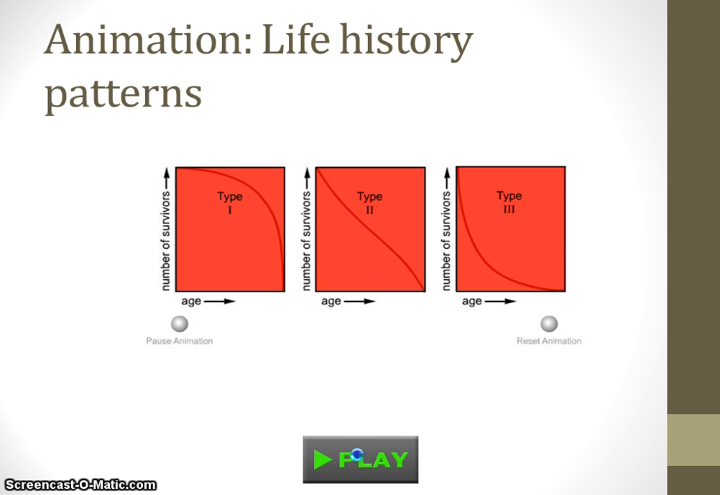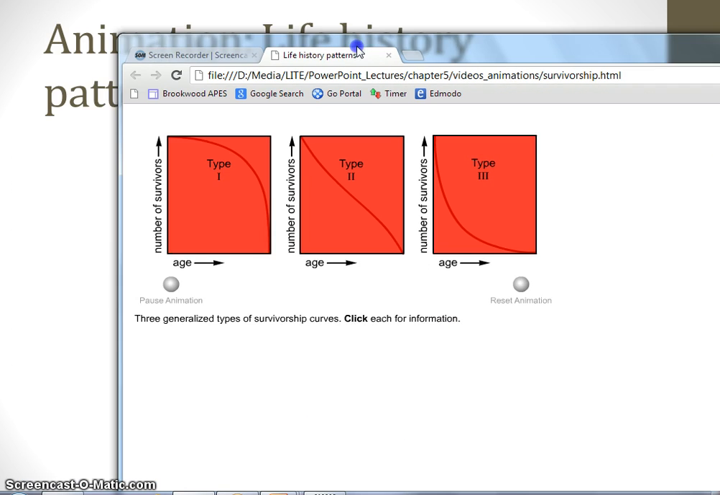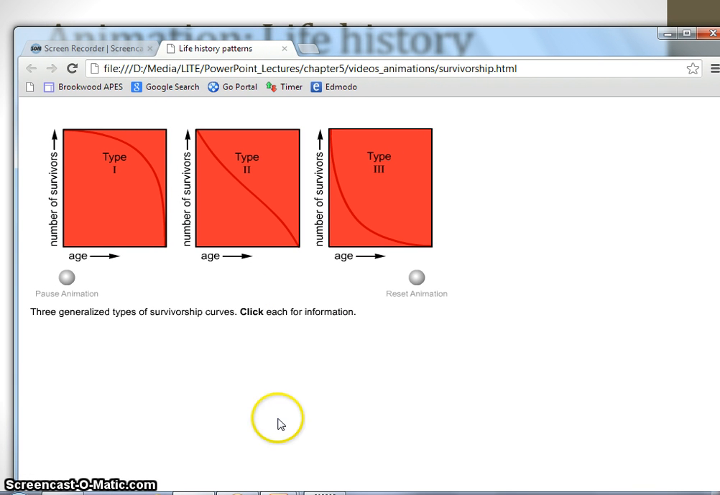So I'm going to play this animation for you, and that's the last thing of this lecture. They will explain it a little bit differently. And make sure this is in your screencast.